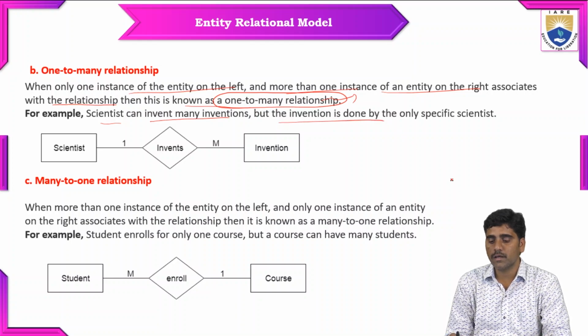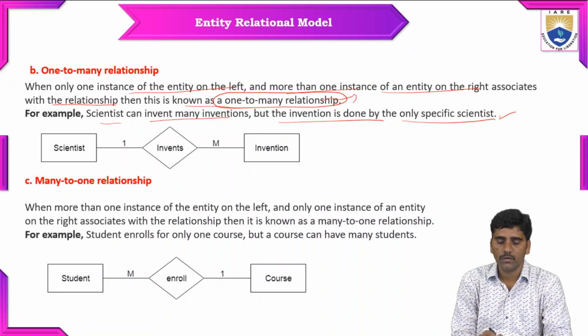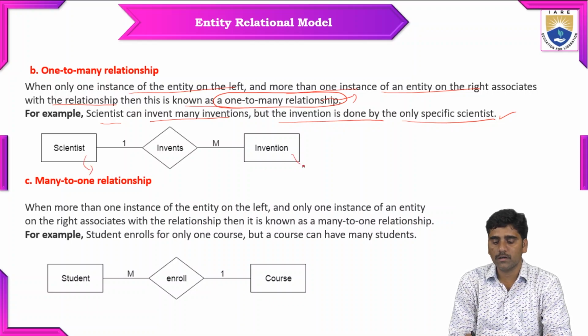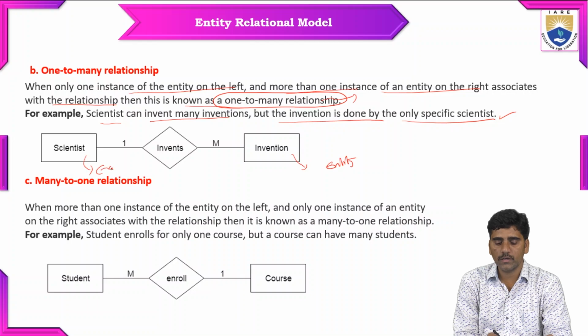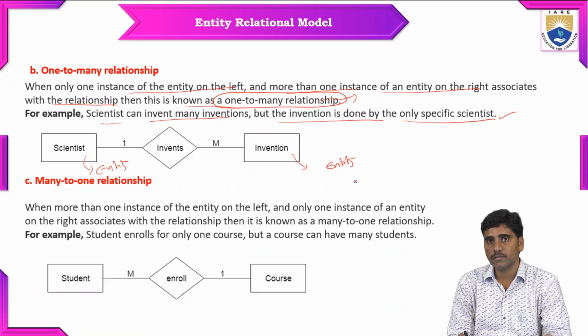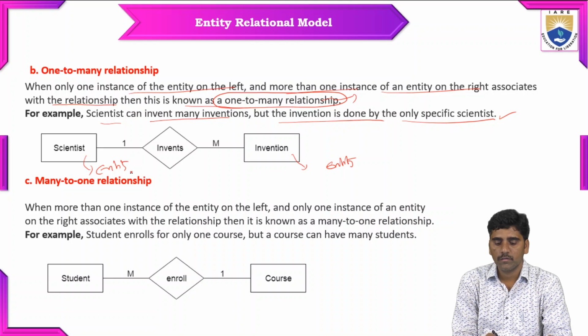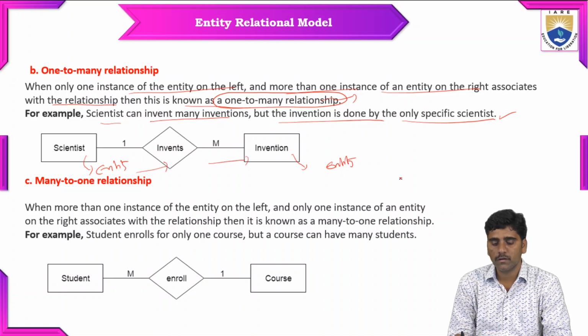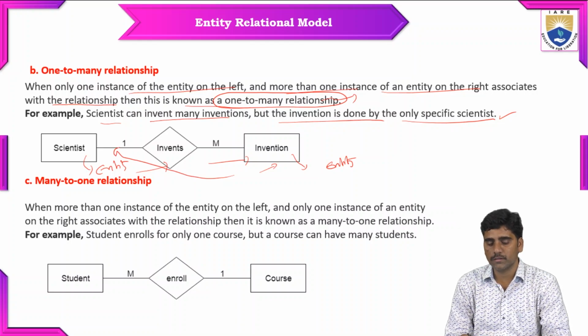But an invention is done by only one specific scientist. So here the scientist and invention are both entities. The scientist invents an invention, more than one invention, or he can invent one. So a scientist can invent more than one or one invention. So multiple inventions are invented by only one scientist. So like that, one-to-many relationships are.